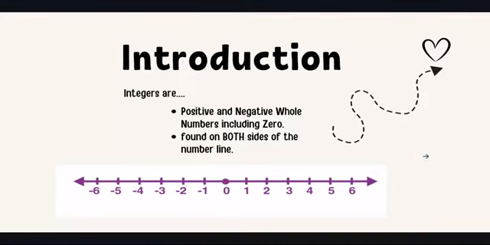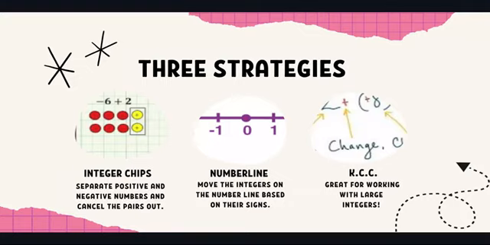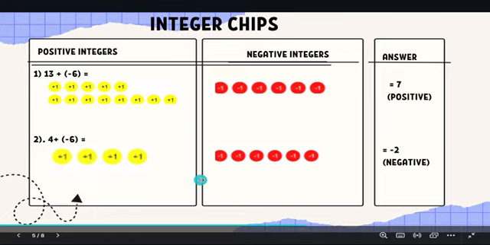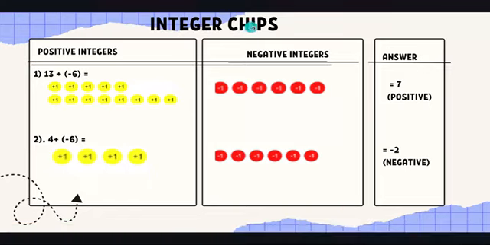Okay? So now that we remember that, I'm going to show you three different strategies. The first strategy is called integer chips. We are going to separate the positive and negative numbers and cancel the pairs out. The second strategy is called the number line strategy, where we move on the number line based on the signs. And the third is the keep, change method, which is great for working with larger integer numbers.